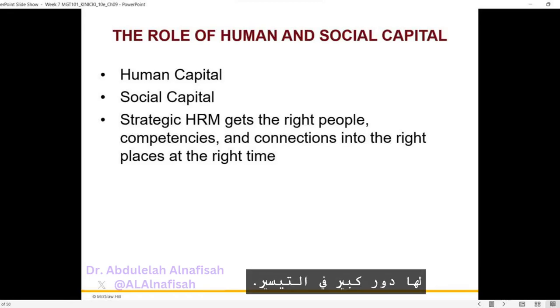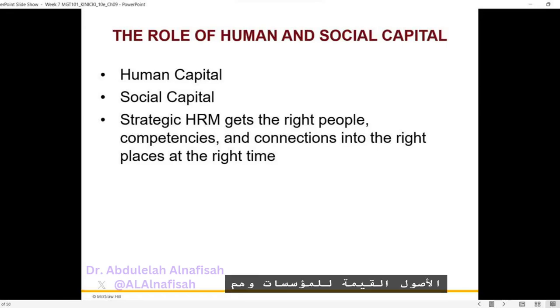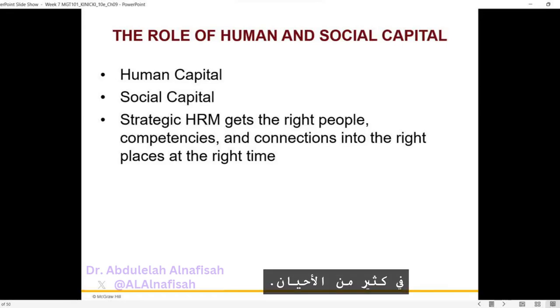It plays a significant role in facilitating collaboration, problem solving, and the dissemination of information and best practices within an organization. Both human capital and social capital are valuable assets for organizations, and they often complement each other in driving success. Human capital focuses on the individual competencies and capabilities of employees, while social capital emphasizes the collective power and potential that emerges from strong relationships and collaboration among individuals.